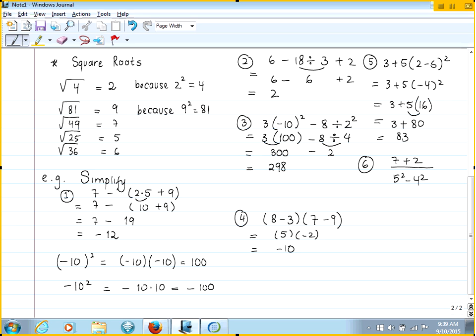Questions? Clarify anything? No? Okay, next one. Well, this one we have to do the top by itself and the bottom by itself. So on top, I could just add them. How about the bottom? The square. So 5 squared, 25. 4 squared, 16. So this is 9 divided by 9, which is 1.